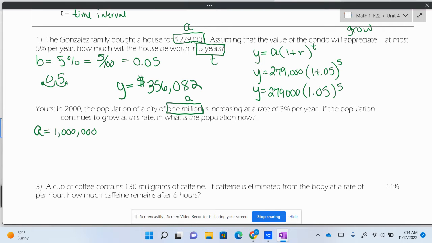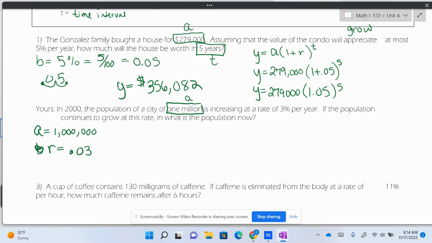It says it's increasing. So this is going to be growth or decay? Growth at a rate of 3%. So how do I show my base or my R? I should write that as an R. How do I show my rate? 0.03. Good job. 3% is 0.03.